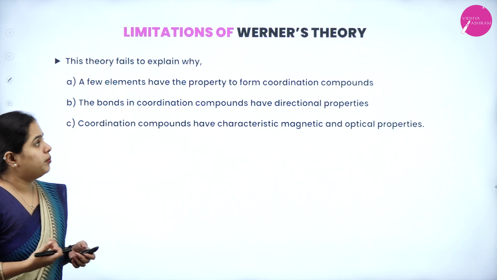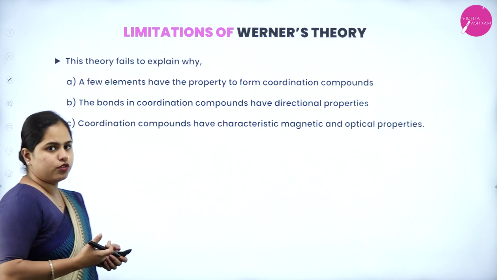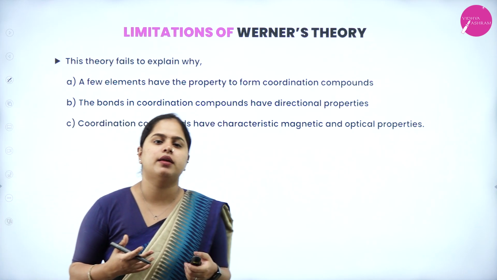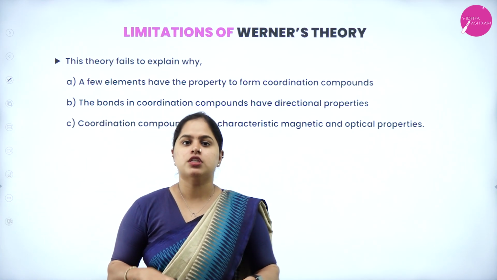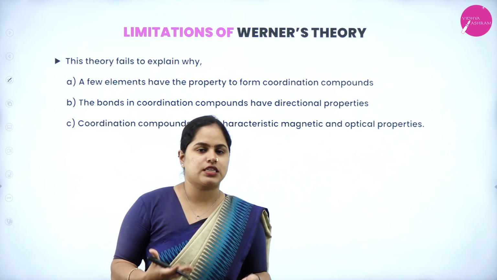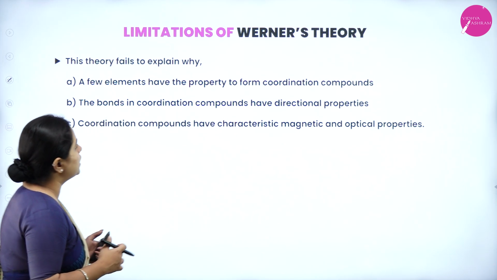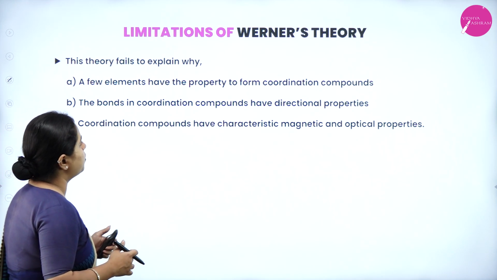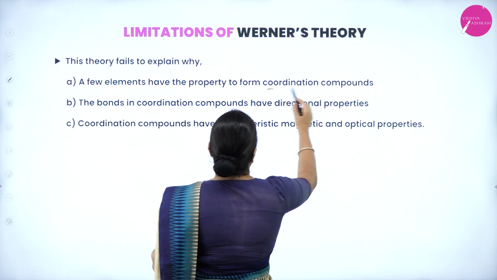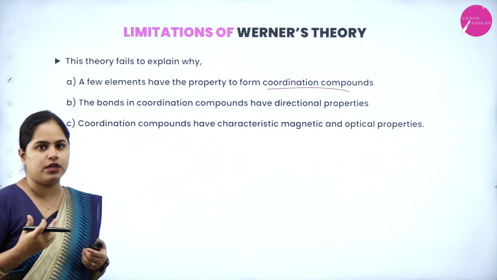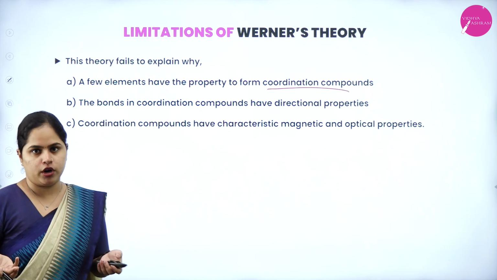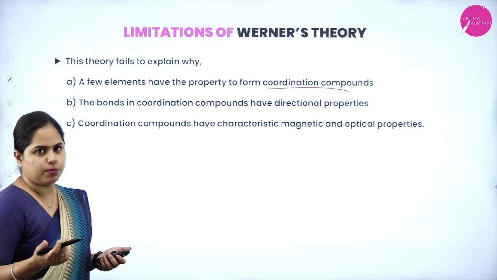So now moving on to the limitations of Werner's theory. Of course, this theory is not the final theory on coordination compounds. There is a valence bond theory as well as crystal field theory that we are going to discuss in detail. So there were some limitations for Werner's theory. A few elements have the property to form coordination compounds. It couldn't explain why only a few elements had the property to form coordination compounds.